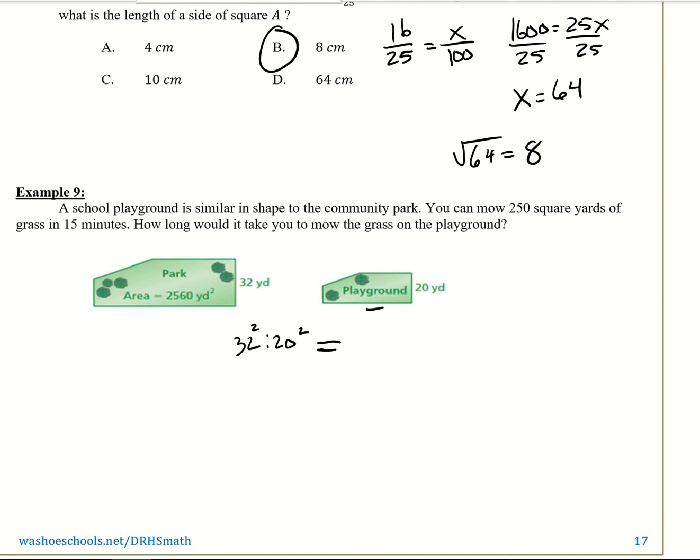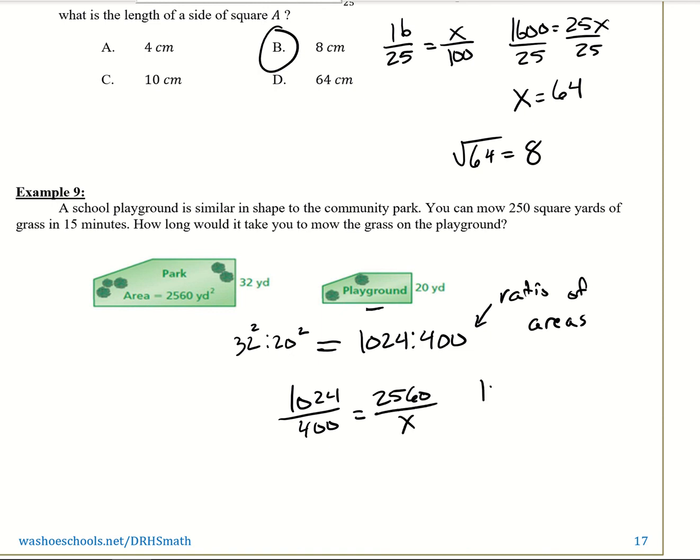I need to grab a calculator really quick. Pop in 32 squared is 1024. 20 squared is 400. And now that's our ratio of areas. Then we're going to set up a proportion to solve for the area of the playground. The big one's on top, so 2560 over x, cross multiply, we're going to get 1024x equals 400 times 2560. That's a big number.